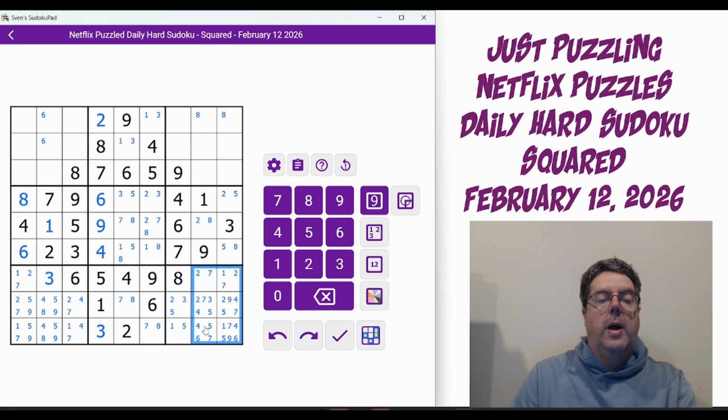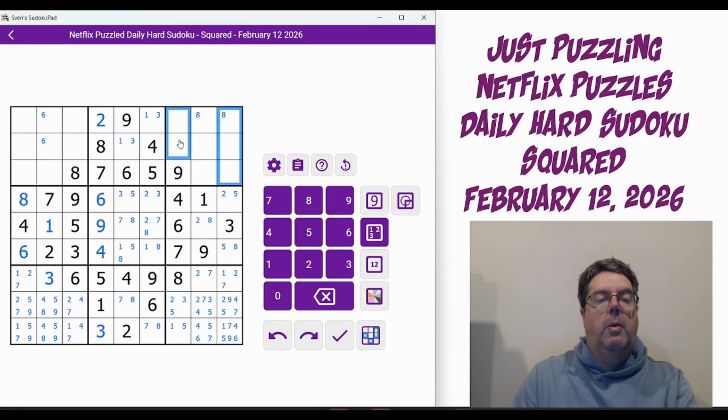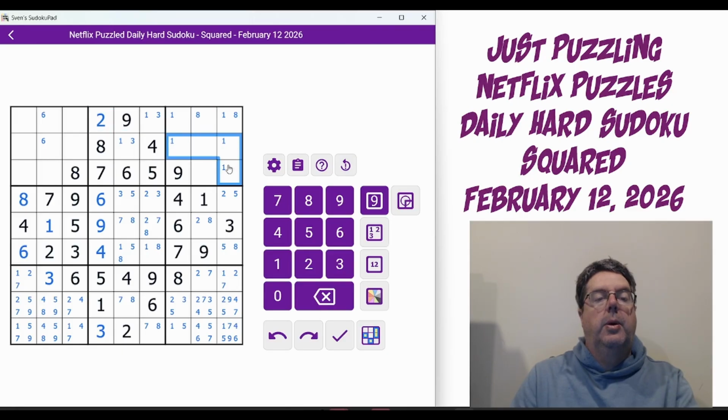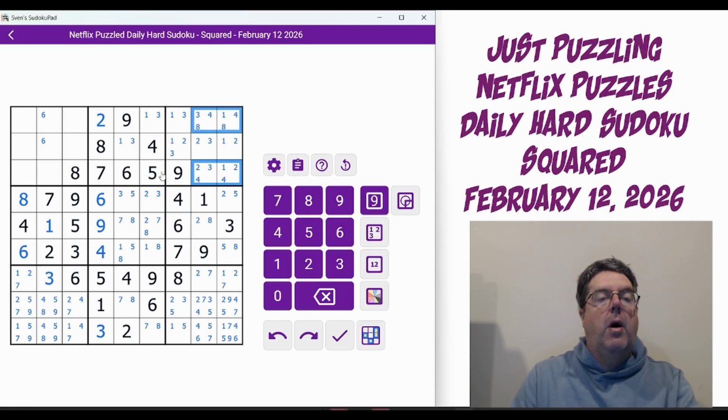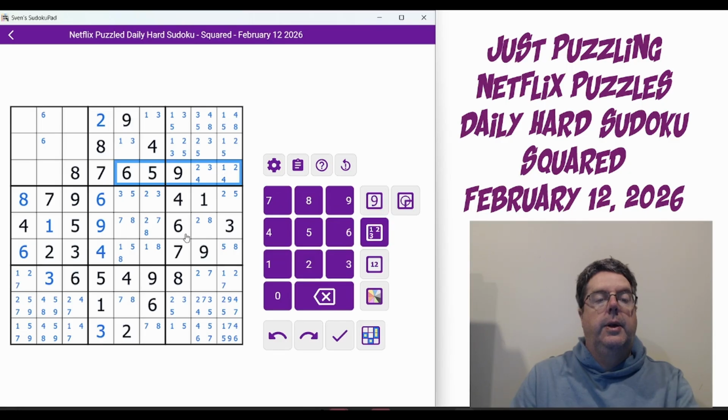8's done and 9 is done. 1 comes up here. So 1 is one of these. 2 can't be here. So 2 comes across here. 3 comes up here, so 3 potentially can be here. 4 comes up here and across here, so 4 potentially one of these. 5 comes across here, so 5 is going to be one of these. 6, so this is going to potentially be a 6.